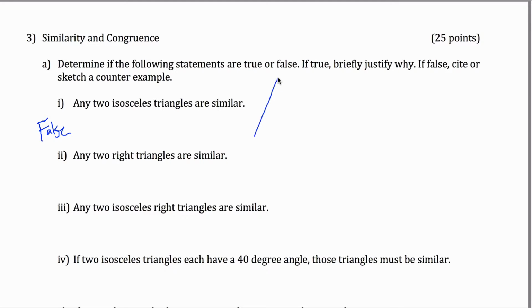Two isosceles triangles. Here's an isosceles triangle where maybe this angle is 20 and this angle is 20, and therefore this angle is 140. And here is an isosceles triangle where this angle is 50 and this angle is 50, and that makes this angle up here 80. These two triangles are not similar, even though they are both isosceles. So therefore, this is a false statement.